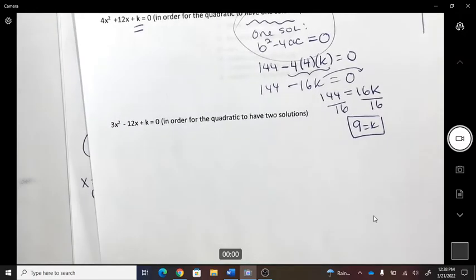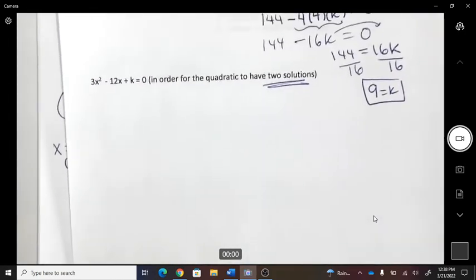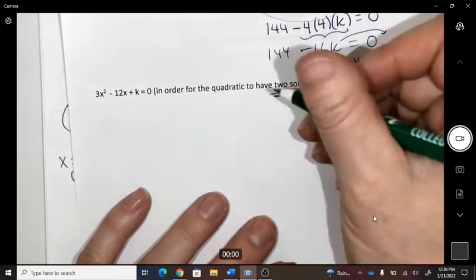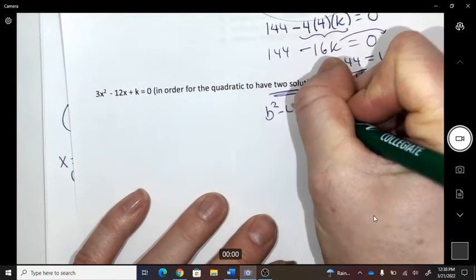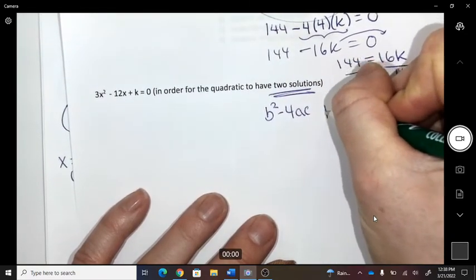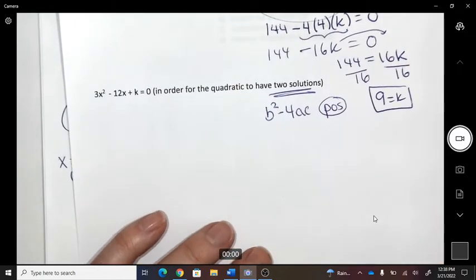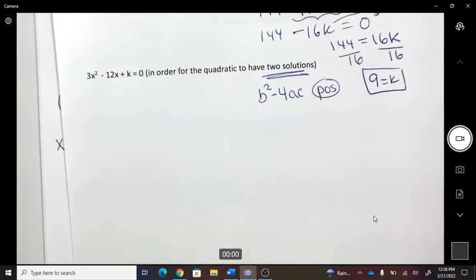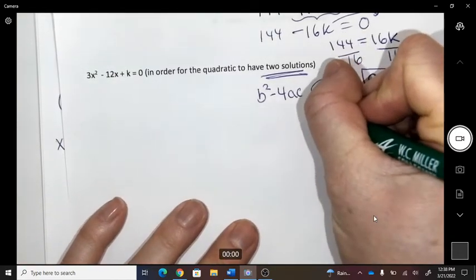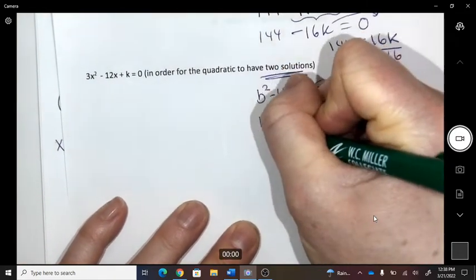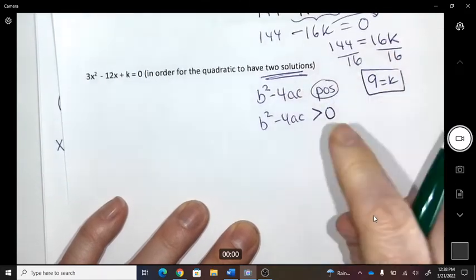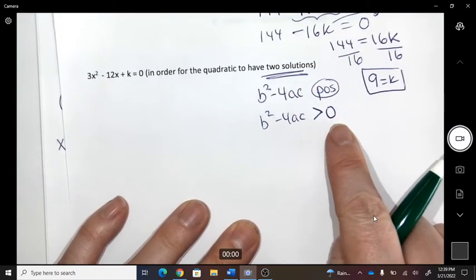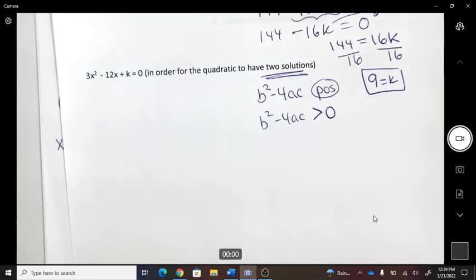Okay, the last one. This time I want to end up with 2 solutions. So what was the rule to have 2 solutions? The discriminant needed to be positive. So how do I write positive using math? Do you know that symbol? It means greater than 0. So greater than is bigger than 0, so that's positive.